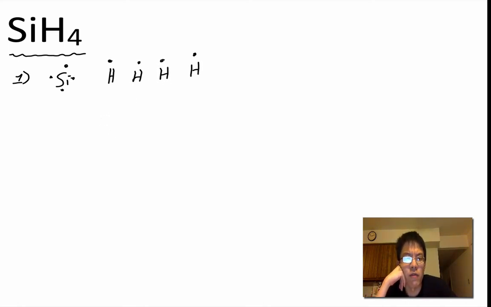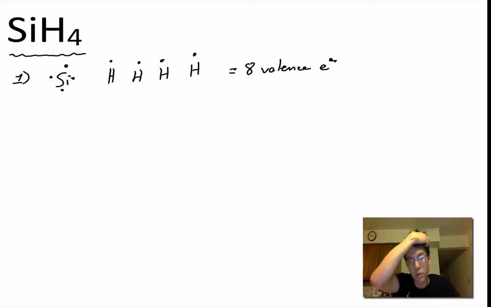Okay, so I count out my valence electrons. I see 4 on the Si, and 1 on each of the H's, and so I know I have 8 valence electrons that can move around and form different bonds between my elements.